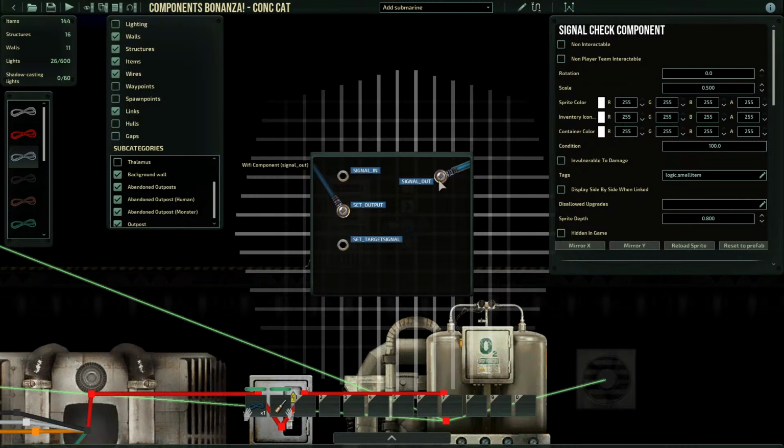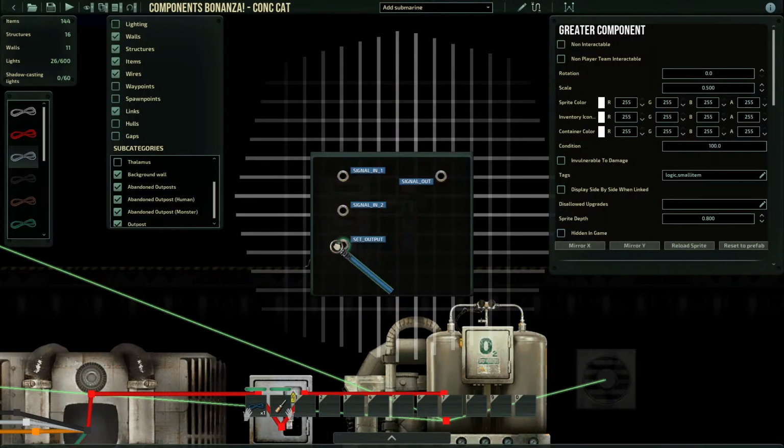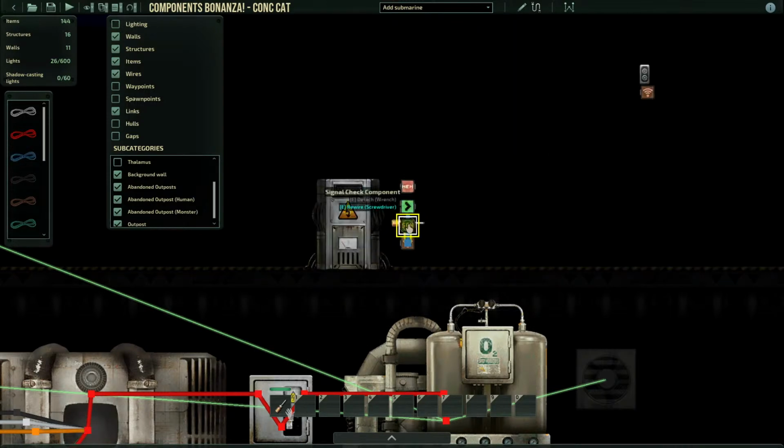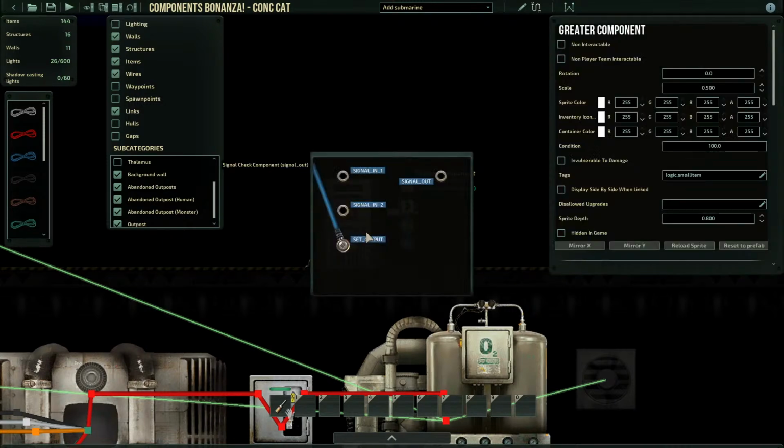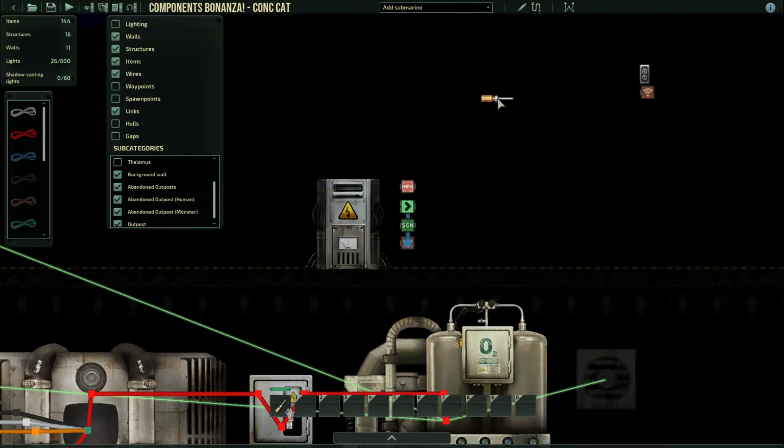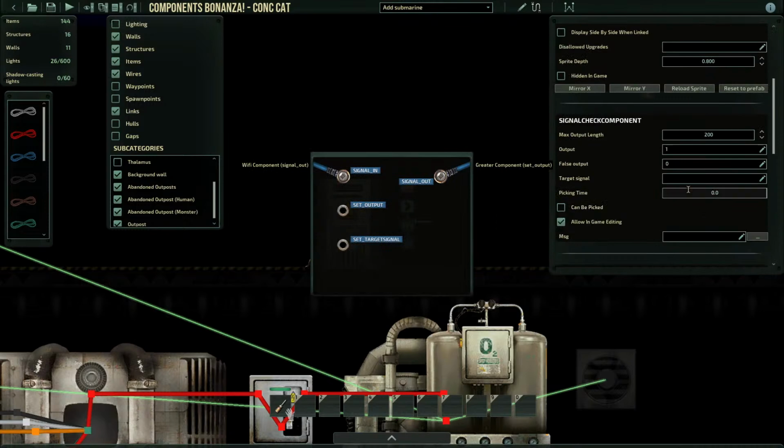No, it's not the set output. Okay, signal output here goes to set output here. Am I doing this right? Yes. Okay. I'll signal in here. And we're going to say 100 when there is a signal, and false output of 75. No, not 75, 69.